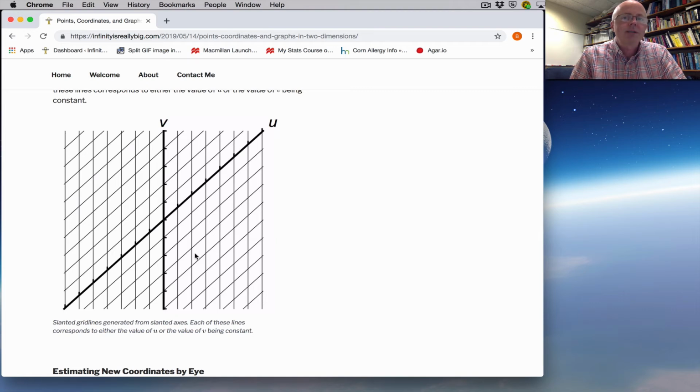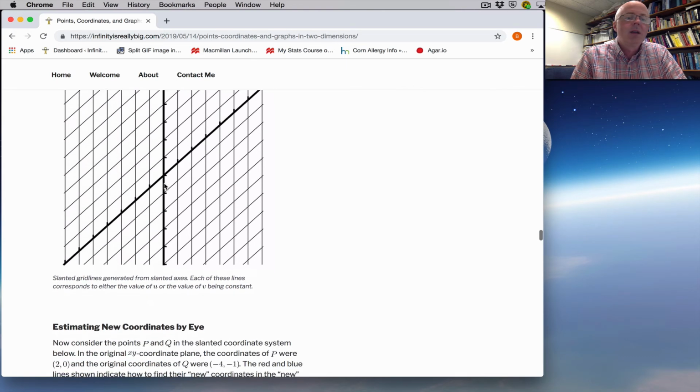So now the question is, given any point in this plane, what are its new coordinates with respect to this new slanted coordinate system? They're not necessarily the same as the old xy coordinates. These vertical lines are where u is constant, and these slanted lines are where v is constant. Given any point like right there, what are its u and v coordinates? I hope you would guess that its u coordinate at this point would be 3 and its v coordinate would be 2. That would be correct.